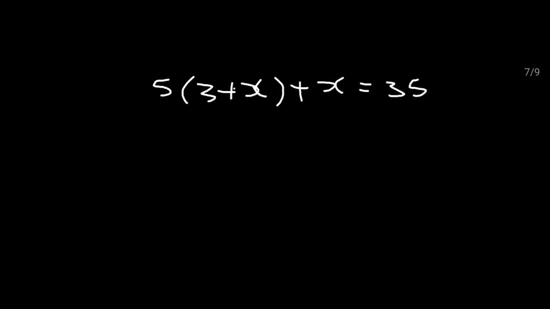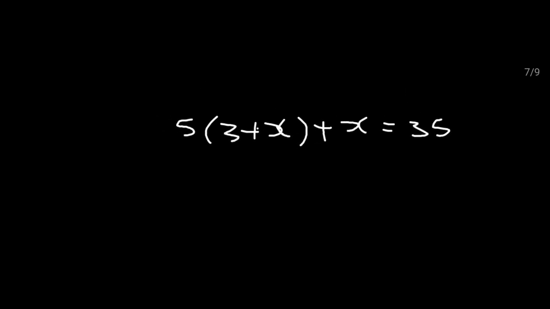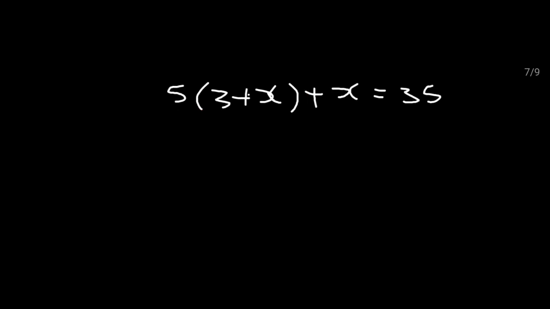This one is 5 times (3 plus x) equal to 35, or you can say 5 into (3 plus x) equal to 35. So obviously we have to distribute first, multiplication at the bracket. We're going to remove the bracket by distributing 5 multiplied by 3, which gives 15, and 5 multiplied by x, positive 5x.